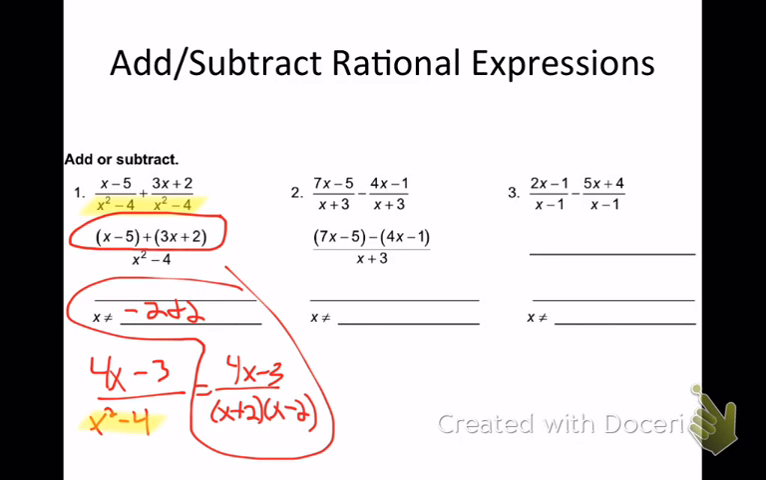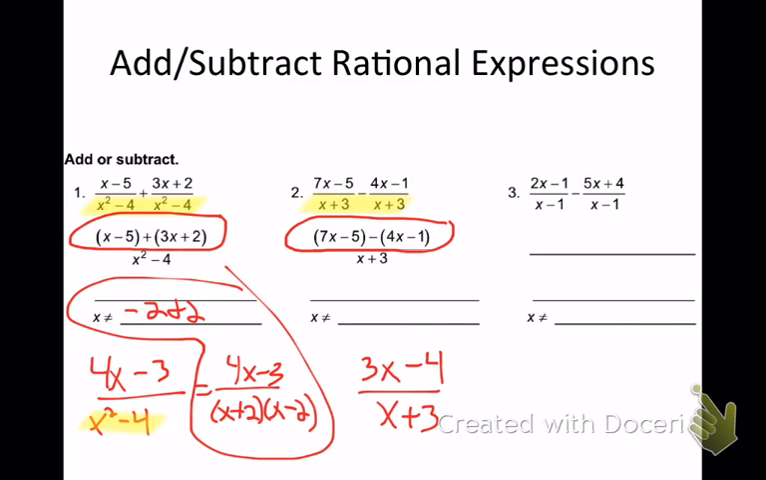Number 2, I'm going to subtract. (7x - 5) over (x + 3) minus (4x - 1) over (x + 3). Okay, so I want to subtract here. Are my denominators the same? Yes, so I'm going to combine like terms. So what's 7x minus 4x going to get me? 3x. What's negative 5 minus a negative 1? Negative 5 minus a negative 1 gets me negative 4. All over x + 3.